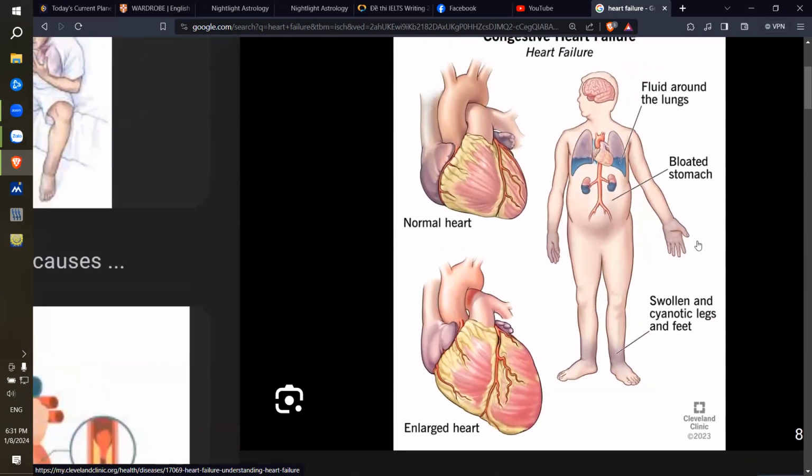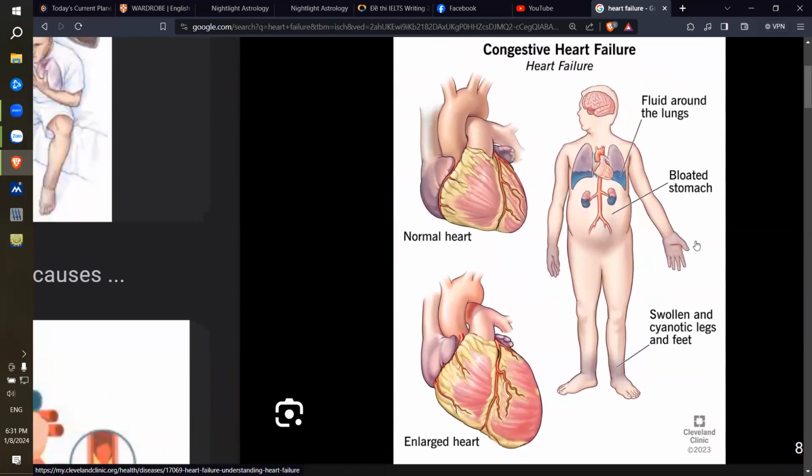Look at this one. The heart is supposed to provide a lot of blood to the body, but sometimes it's not enough. Sometimes, when there's a disease or something, the heart cannot pump enough blood to feed the body. So it means there's a heart failure.